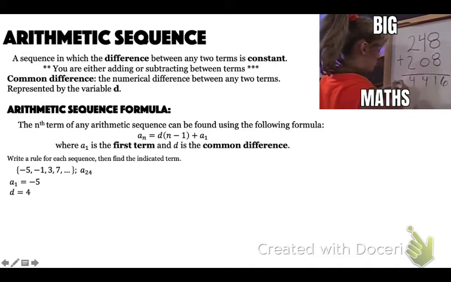So let's first write a rule for this. I'm going to do a sub n equals d, which is 4, times n minus 1, and then plus a sub 1, which is negative 5. So I'm just going to do minus 5. If I distribute that 4 in, I get 4n minus 4 minus 5, which is 4n minus 9. So that is my rule for the sequence. Now, if I want to find the 24th term, that's going to be 4 times 24 minus 9, which is 87.